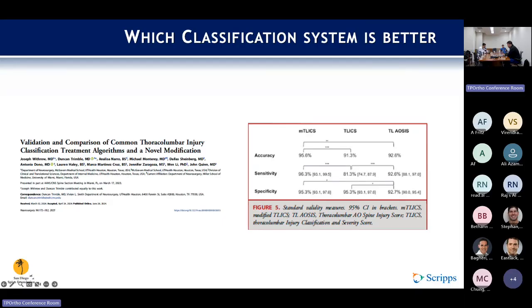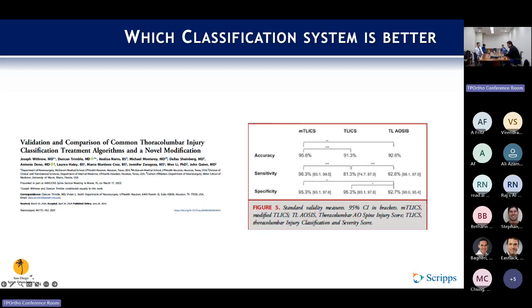This is a paper. Essentially, the study calculated TLICS, modified TLICS, and then the AO classification scores were calculated on 476 patients using CT, MRI, and the documented neurologic exam. Treatment recommendations were compared with treatment received. The researchers found that all three systems performed pretty well in terms of classifying the thoracolumbar injuries.